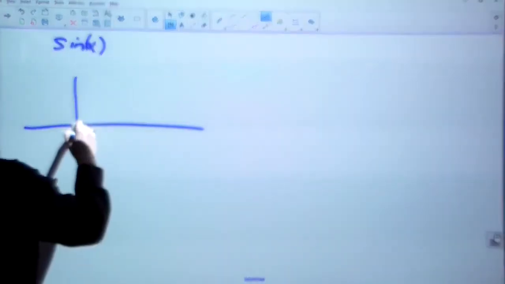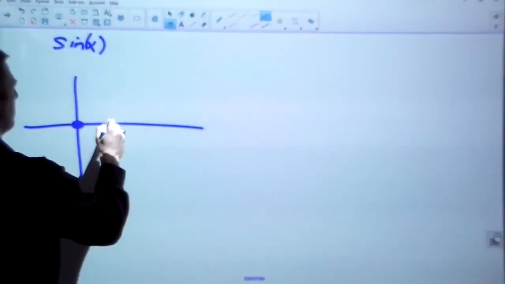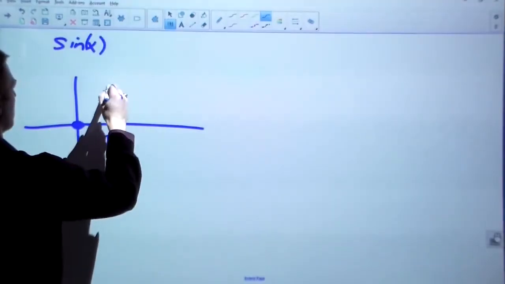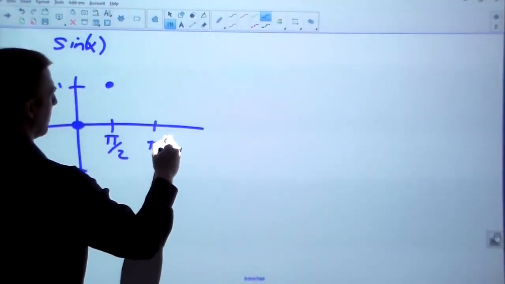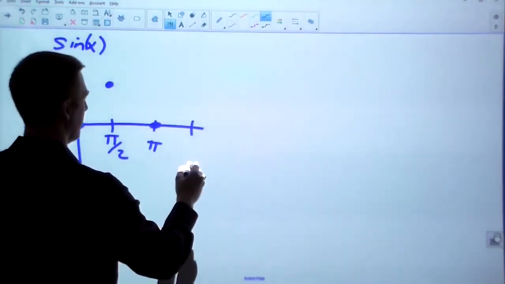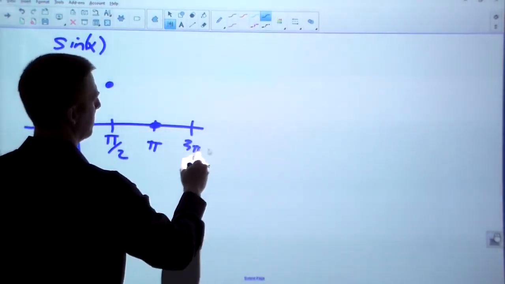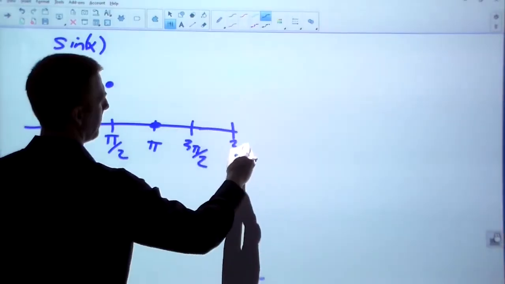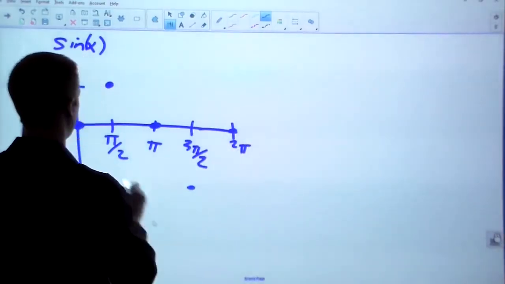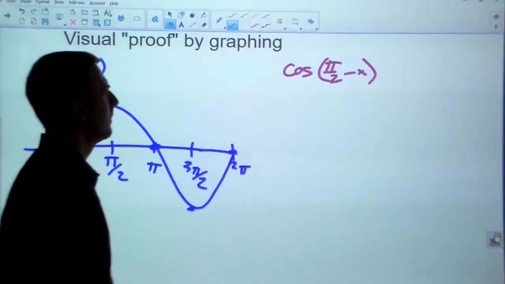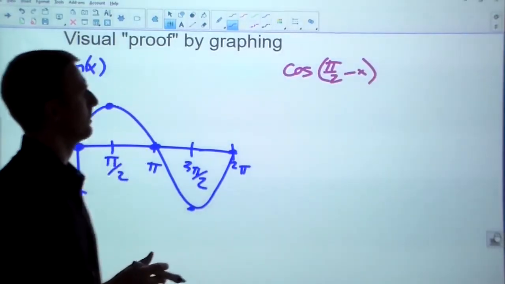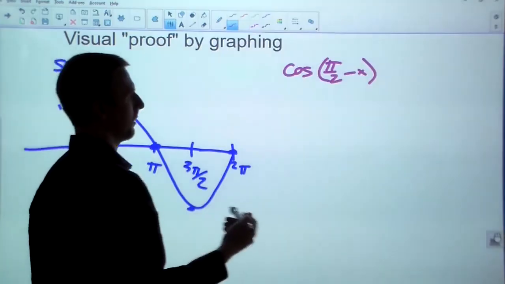The sine of x, we know it starts at 0, 0. At pi over 2, we're up to 1. By pi, we're back to 0, and negative 1 at 3 pi over 2. And by 2 pi, it finishes up this cycle. So something like that.